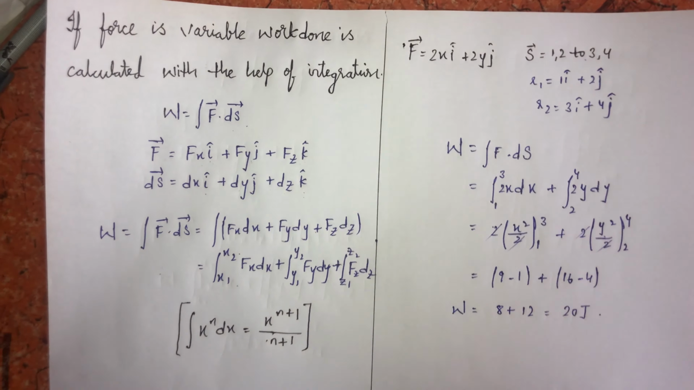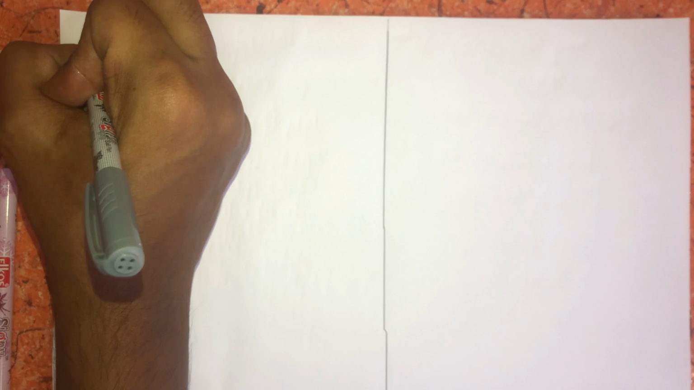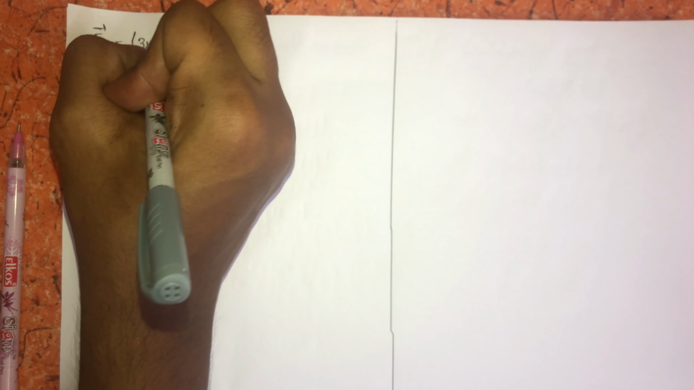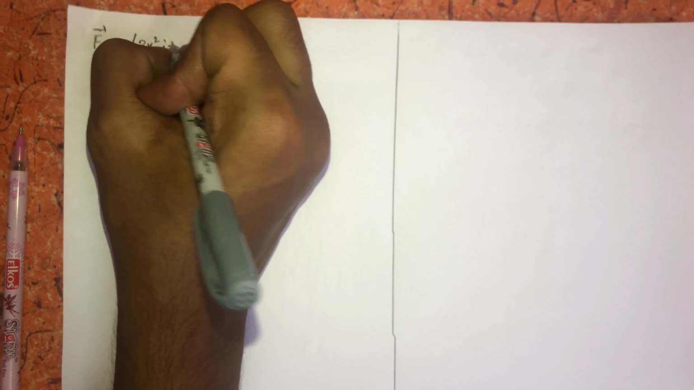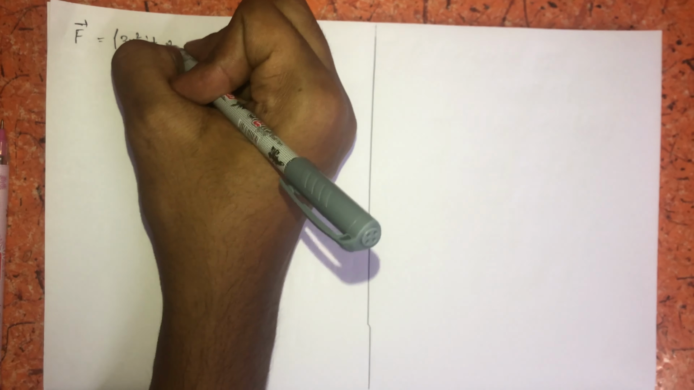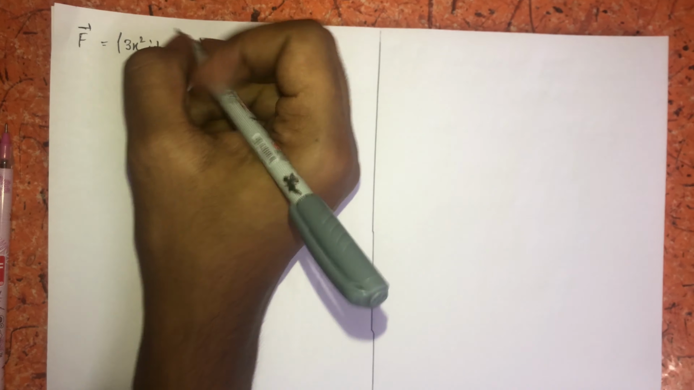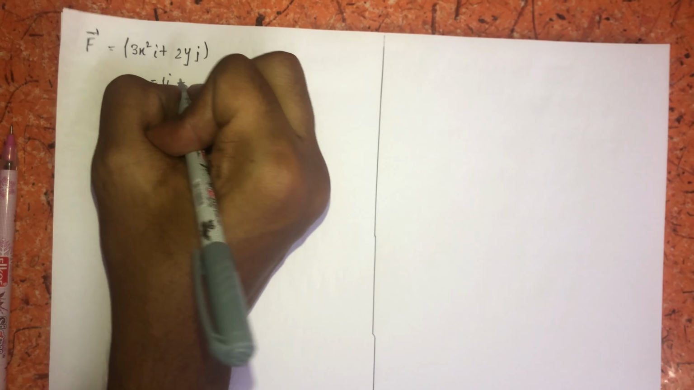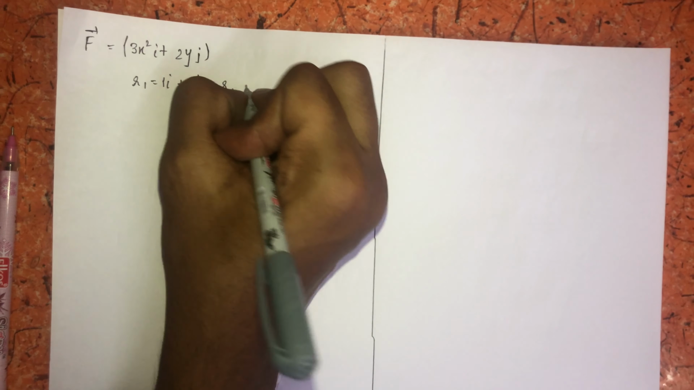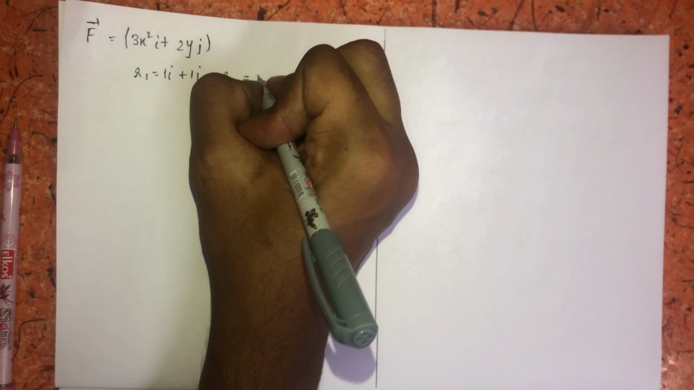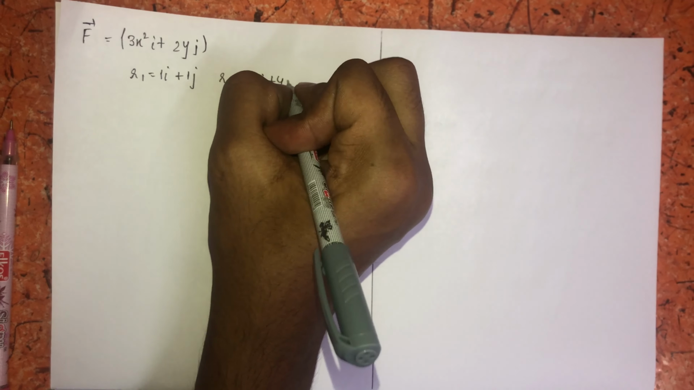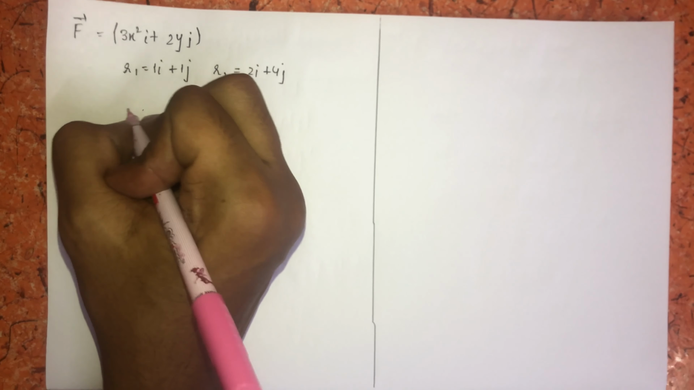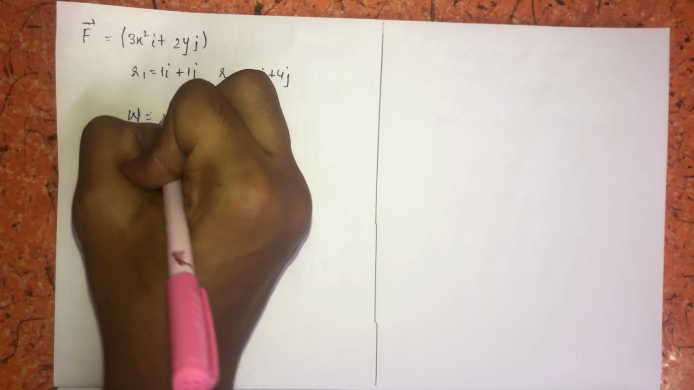joules. That's fine, clear. Now the variable force is given as 3x square i plus 2y j. Here r1 is equal to 1i plus 1j, and r2 is equal to 2i plus 4j. Then work done will be equal to the integration of F dot ds.